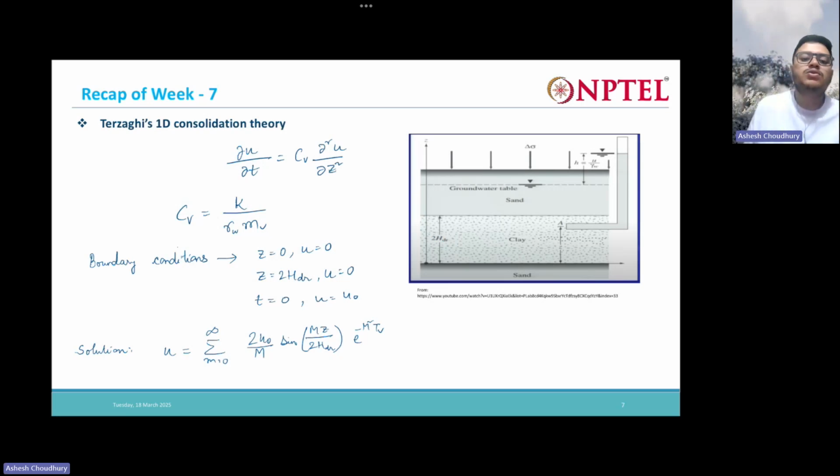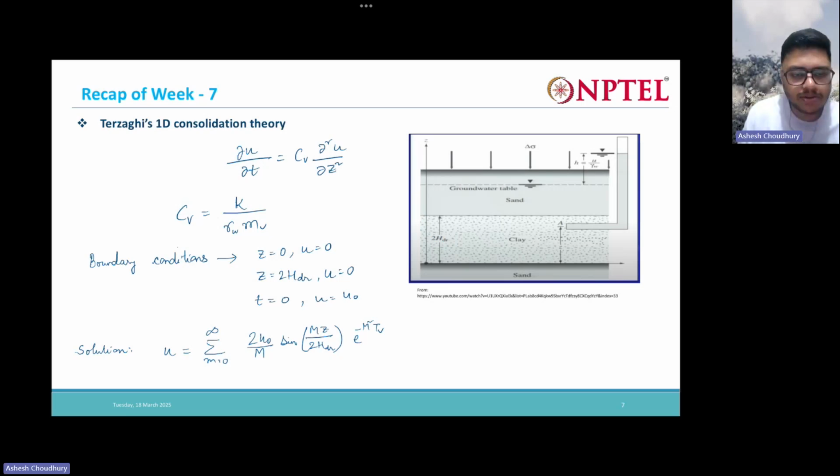You can see we have a second order partial differential equation that defines Terzaghi's one-dimensional consolidation theory. It is dou u by dou t equal to Cv dou square u by dou z square. Now Cv is nothing but the coefficient of consolidation, and the coefficient of consolidation is related to the coefficient of permeability and the coefficient of volume compressibility as well as the unit weight of water, because Cv is equal to k by gamma w into mv.